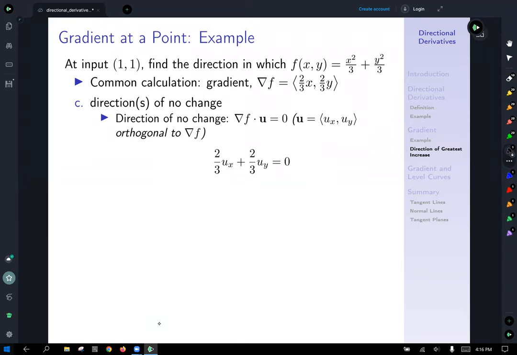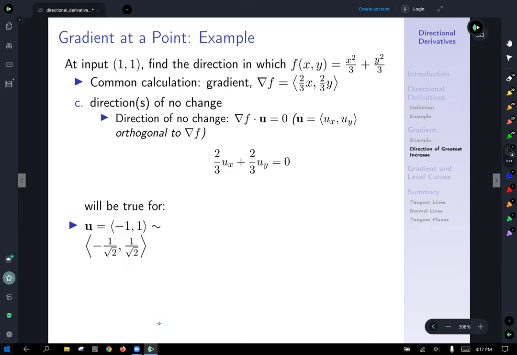So the direction of no change is when the gradient dotted with u is equal to zero. If we dot the gradient with u and set it equal to zero, we get this expression down here: 2/3 ux plus 2/3 uy. And when is this going to be true? In our case, you can guess that since the coefficients are equal, the inputs have to be opposites. We just chose one. You could say -2, 2, you wouldn't be wrong, but -1, 1 is a little easier to see.